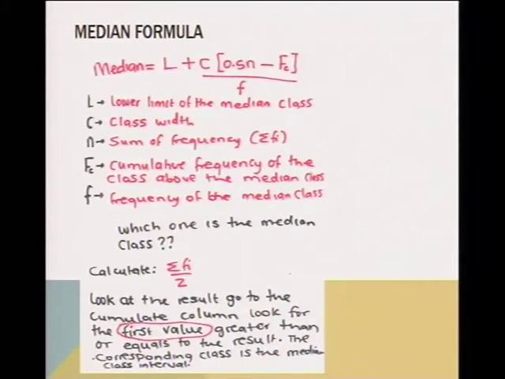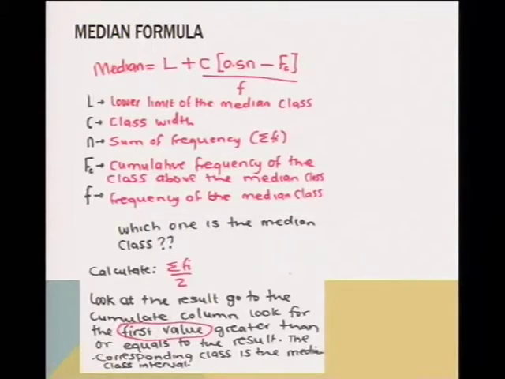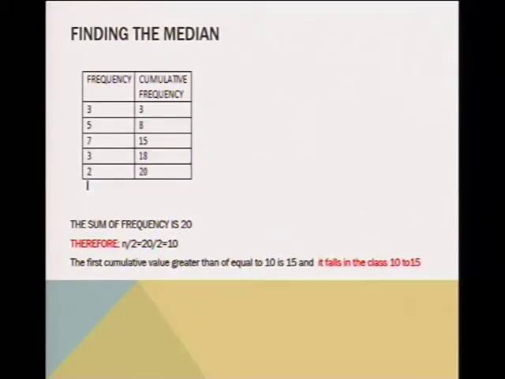The median class, you find it by taking the summation of the frequencies. If you sum up the frequencies, 3 plus 5 plus 7 plus 3 plus 2, you get 20. Then you take 20, divide it by 2, it will give you 10. Now, how do you use this 10? You have to create a column of cumulative frequency. The cumulative frequency, you are accumulating things on top of one another. So 3 plus 0, you get 3. 5 plus 3, you get 8. 7 plus 5 plus 3, you get 15. And just familiarize yourself with how to get the cumulative.